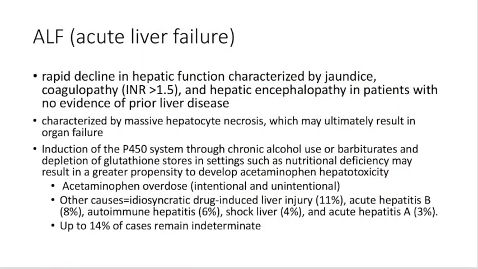So acute liver failure would be a rapid decline in hepatic function, and this would be jaundice, coagulopathy, hepatic encephalopathy. Everybody here is a nurse. We're all pretty good with being able to know when there's an acute liver failure. Remember that it is massive hepatocyte necrosis, and that's what's going to ultimately result in organ failure.